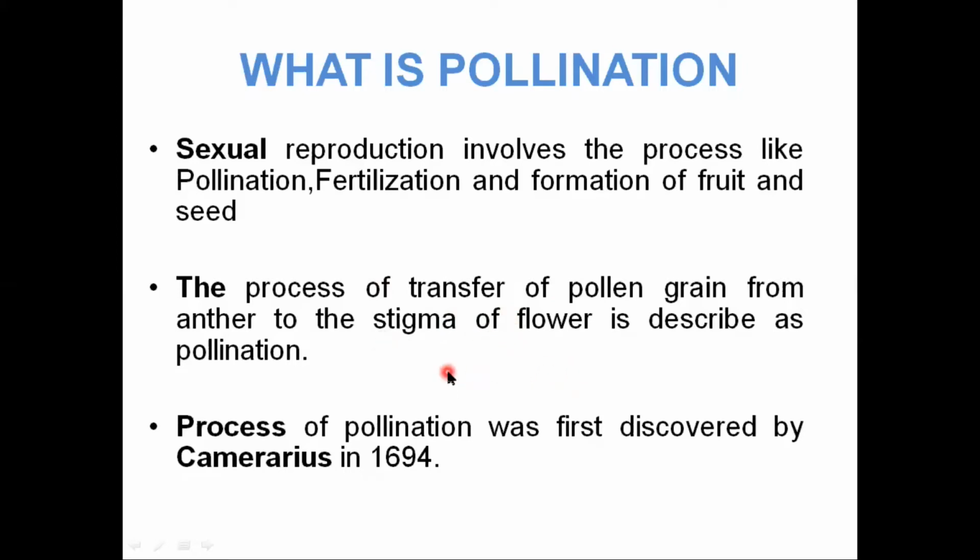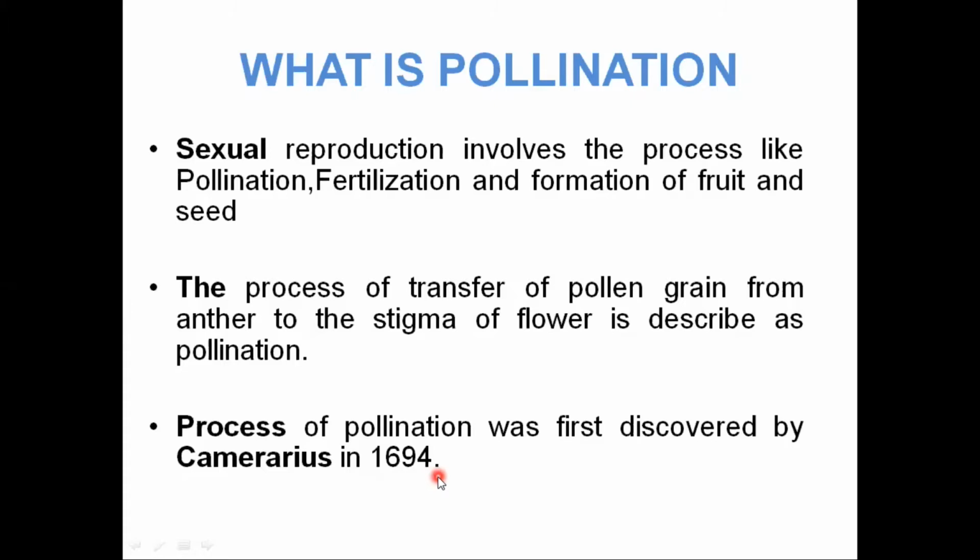The process of transfer of pollen grain from the anther to the stigma of the flower is described as pollination. It means the pollen grains are transferred from the anther of one flower to the stigma of another flower, and then fertilization will take place. The process of pollination was first discovered by Camerarius in 1694.